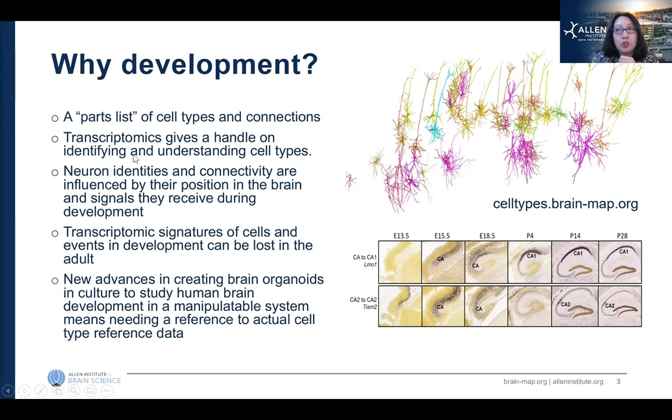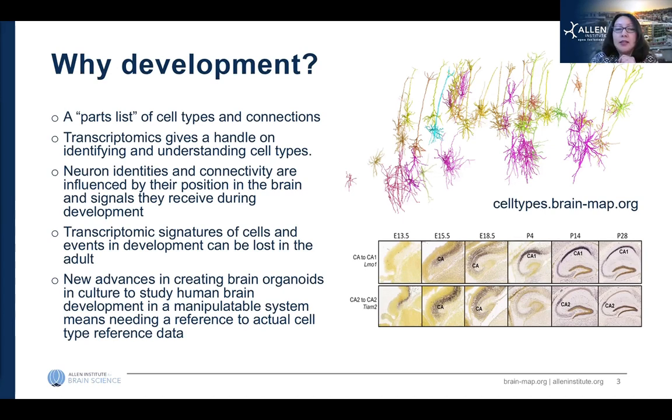Transcriptomics, or the study of gene expression in the brain, is one way that we can get a handle on identifying and understanding cell types. Different cell types are marked by different genes that are highly expressed, and these genes underlie proteins that give those individual cell types their unique functions. While many are using transcriptomics to profile individual cells in adult brain, neuron identities and their connectivity and function are influenced by their position in the brain and the signals they receive during development. And in fact, the neurons move through development sometimes throughout the brain before arriving in their final position.